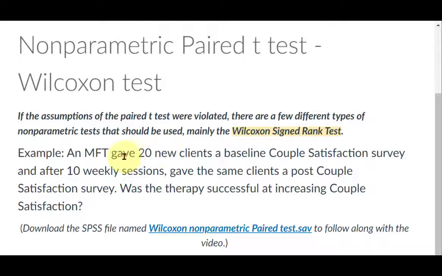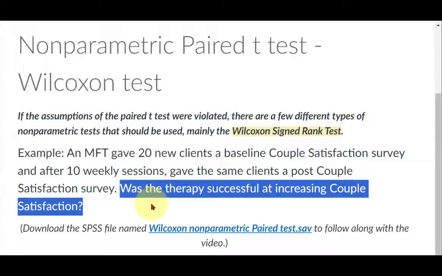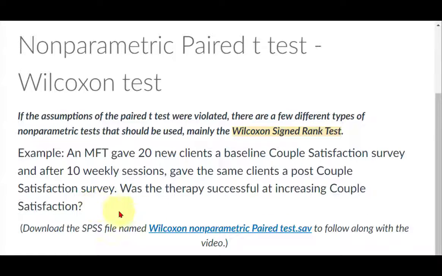right? She wants to see where their satisfaction levels are before the therapy, and then she gives them 10 weeks of sessions, and after that she gives them the same couple satisfaction survey to get a post-therapy score, and she's going to compare the two scores. She wants to know, was the therapy successful at increasing satisfaction? Step 1, increasing, that's direction, that means greater than. So this is going to be a one-tailed t-test.